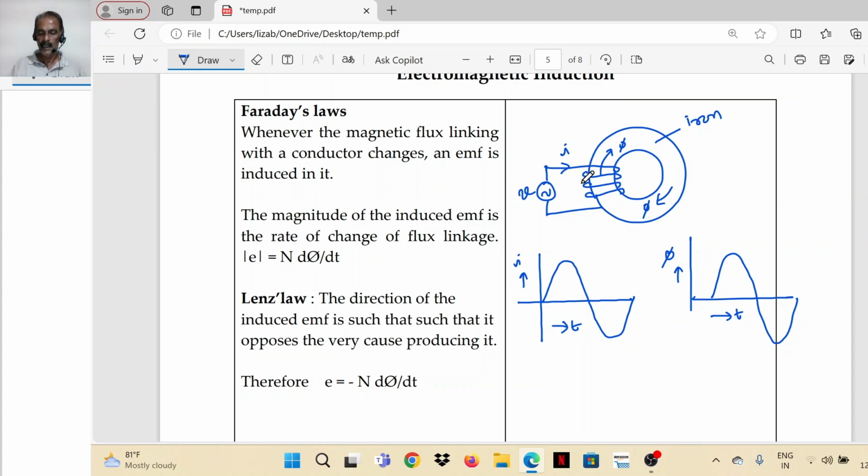So since current is time varying, flux also will be time varying. Current varies in this fashion. From 0 it goes to a maximum, comes back to 0, again goes to a negative maximum, again comes back to 0. Flux also varies in the same fashion. Probably may not be in the same phase, or both may not be happening at the same time instance. But the variation of flux is from 0 exactly like this. In the same sinusoidal form, even the flux has.